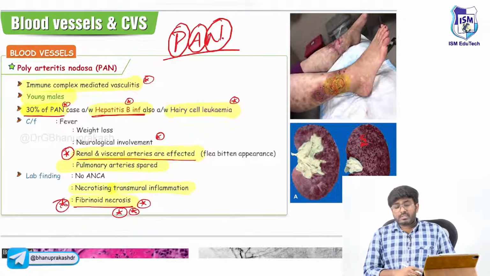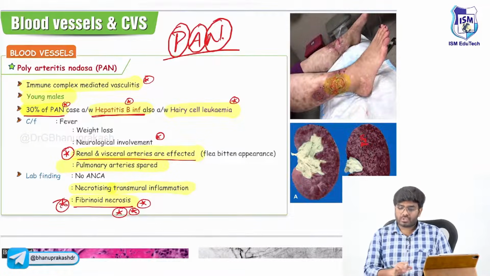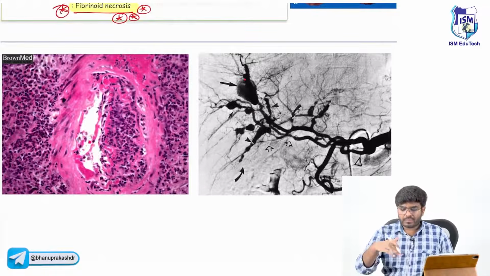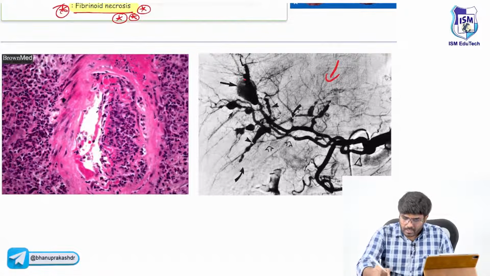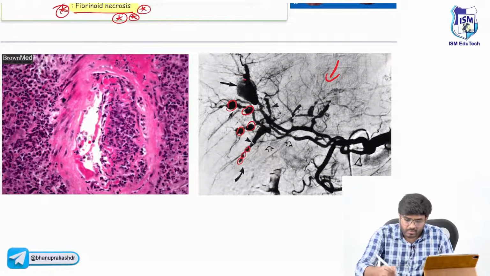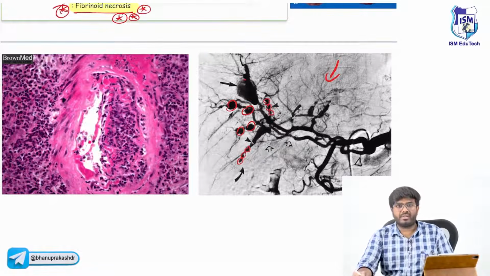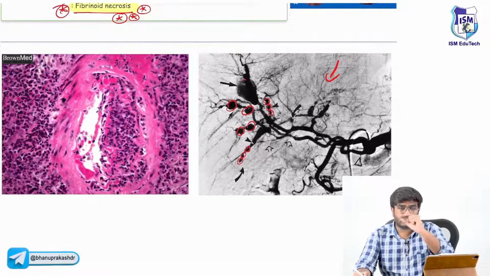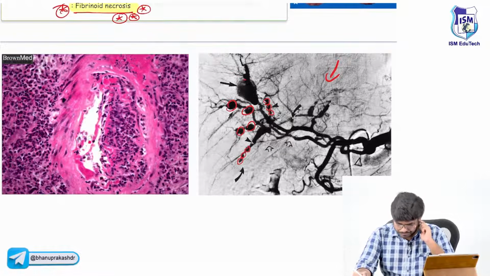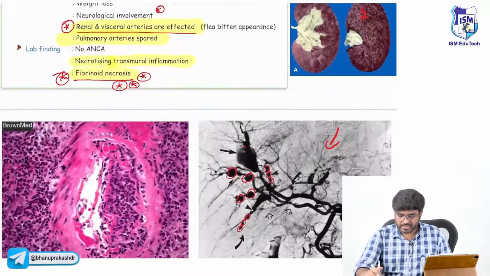Now you can ask me, why is it called polyarteritis nodosa? Polyarteritis means multiple blood vessels are involved. Then what is nodosa? If you look at this arteriogram which I am showing you here, are you able to appreciate the nodular appearance in the blood vessels? This is called a string of beads appearance. That's why the name nodosa, like small nodules. So polyarteritis nodosa.